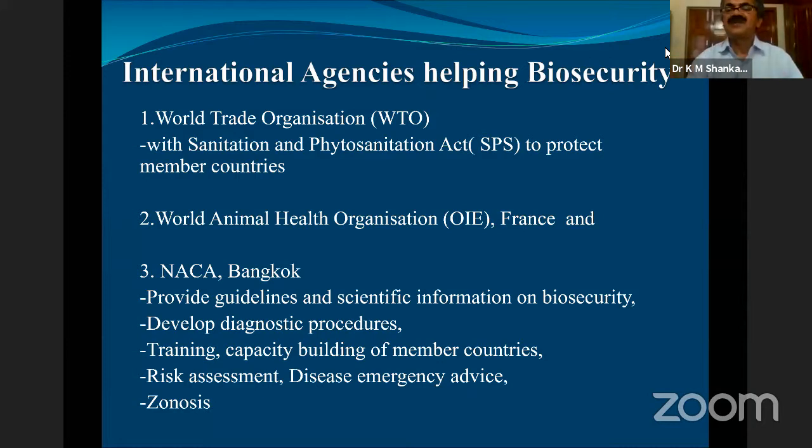In the past, we have invited several disease pathogens in agriculture, animal husbandry, and of late in aquaculture. With the SPS Act, you can always prevent that. A very good biosecurity measure. Then the World Organisation for Animal Health, in short OIE, France, and NACA, Bangkok, also help us in biosecurity by providing guidelines and scientific information, developing diagnostic procedures, level 1, level 2, level 3 diagnostics, training and capacity building of member countries, risk assessment, disease emergency advice, and also on zoonosis.